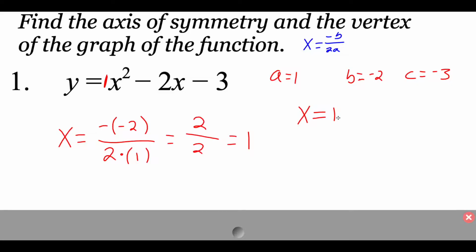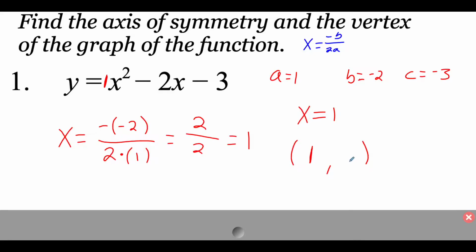Now I also want to find the vertex. And we said for the vertex, since it's a point, it's going to be an x value and a y value. The x value is always the same exact number as the x value for the axis of symmetry. So that's going to be 1.